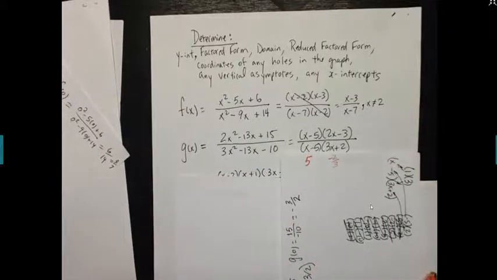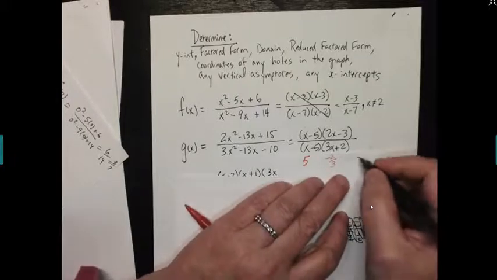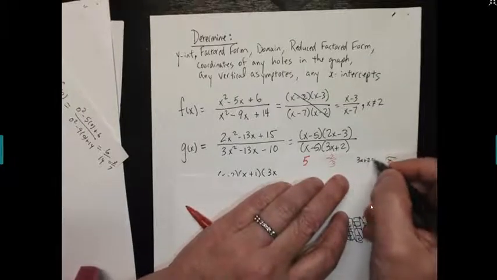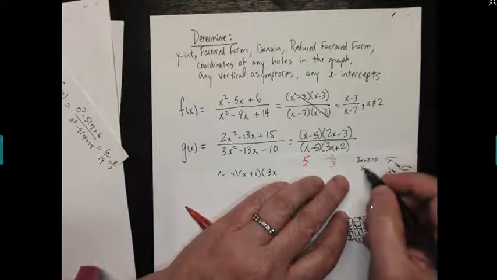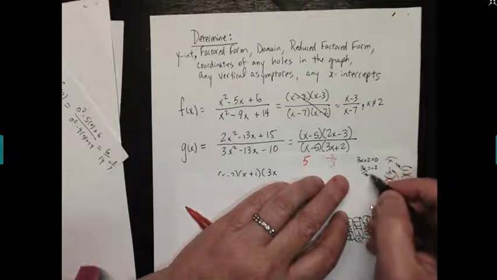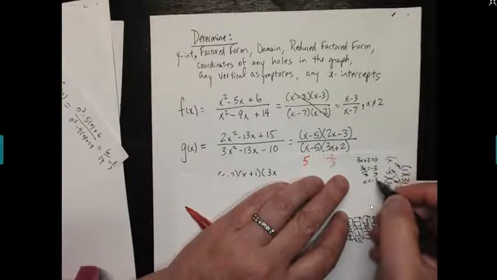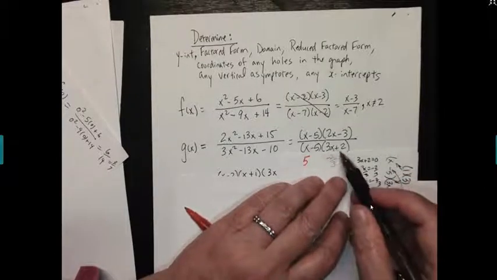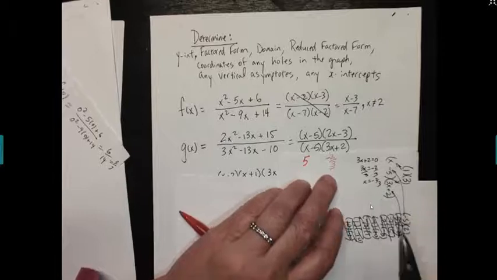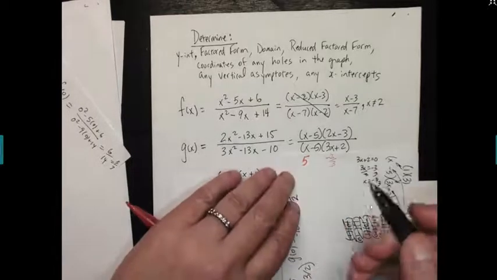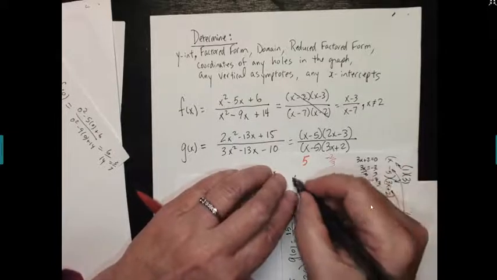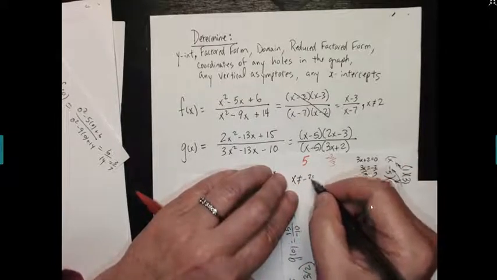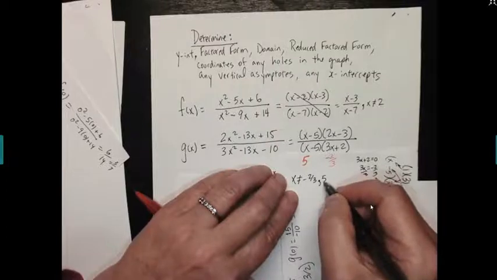Now, if you don't see that just yet, then what you have to do is solve 3x plus 2 equal to 0 for x. Subtract 2 from both sides. Divide both sides by 3. So what value of x will make this 0? Negative 2/3. So these are my zeros of the denominator before it's factored. So the domain is x is not equal to negative 2/3, and it's not equal to 5.